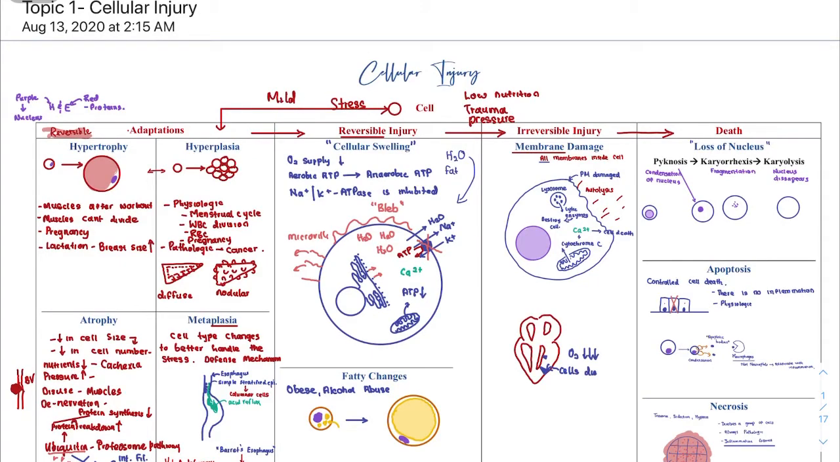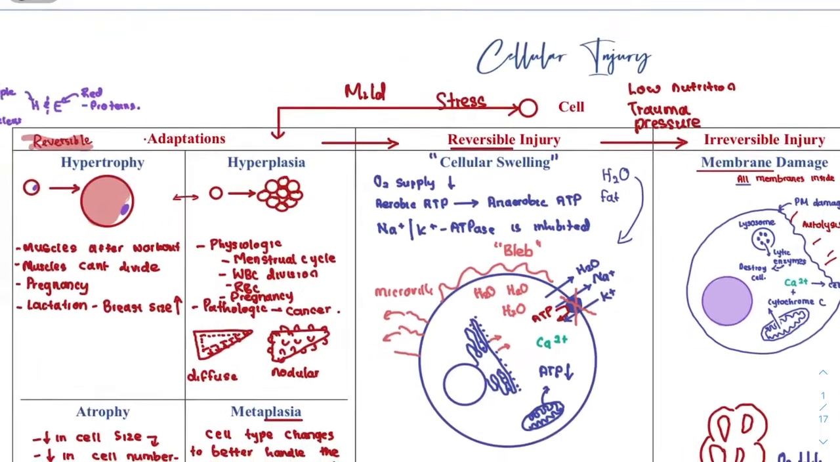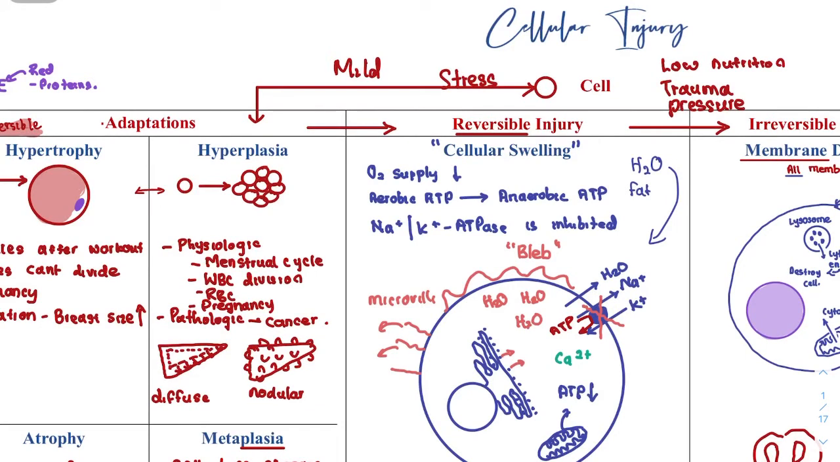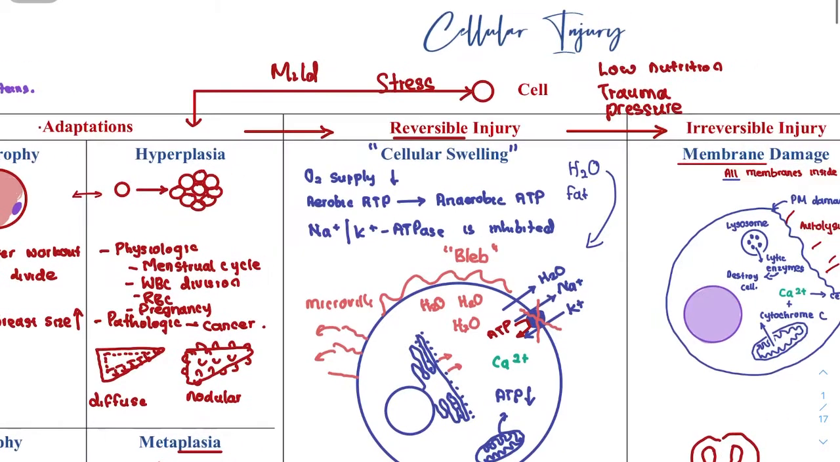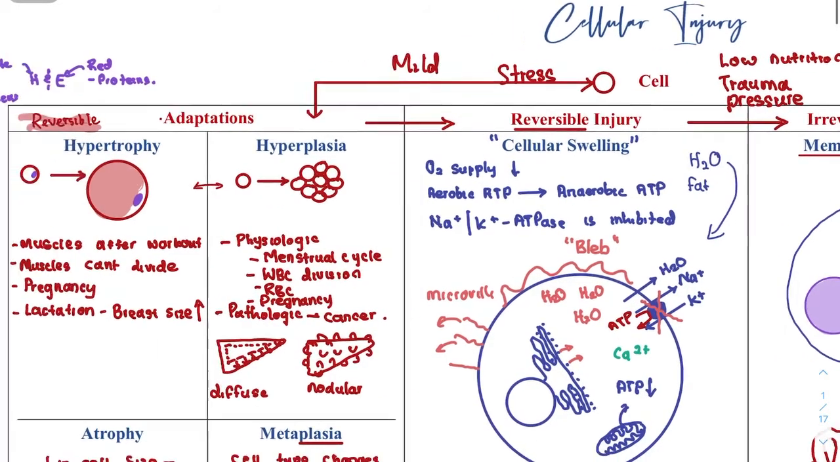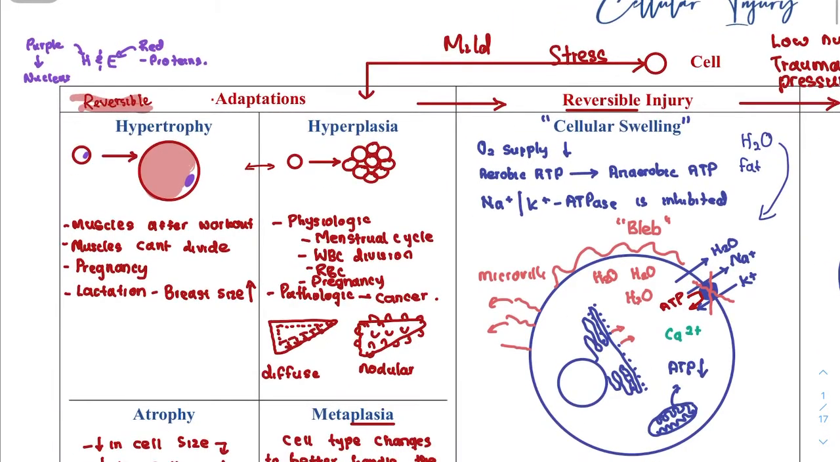Next, I'm going to quickly talk about cellular injury. First of all, I'm going to take a cell and give it a stress. Stress could be anything that the cell is not used to. It could be low nutrition, it could be trauma, it could be pressure. It could be some tumor or some cells pushing against that cell. So when this stress is given, the cell has to either adapt or it gets injured. An injury can lead to cell death.